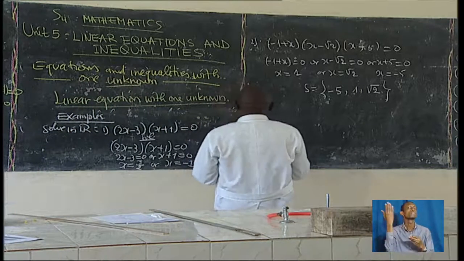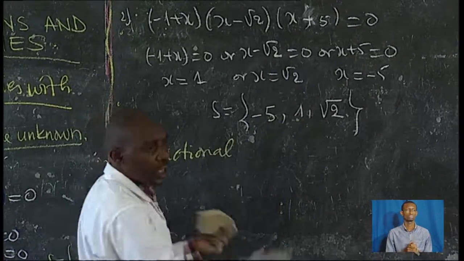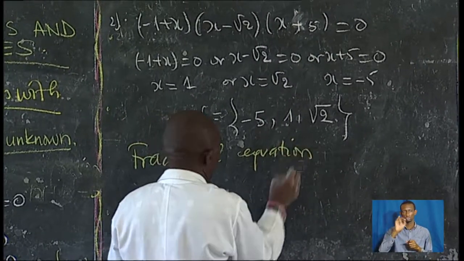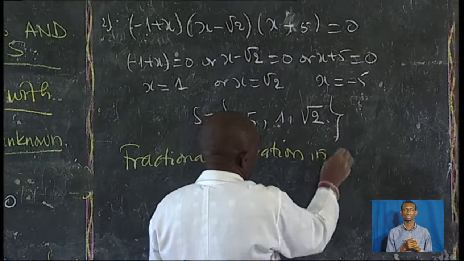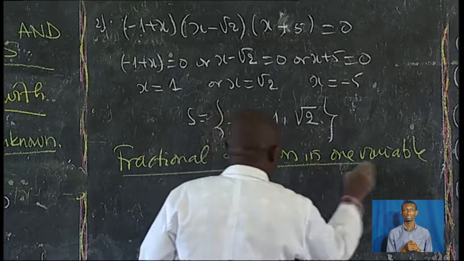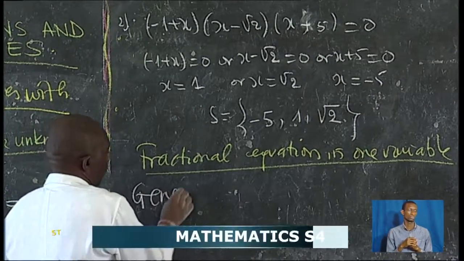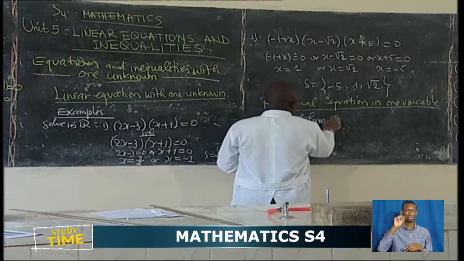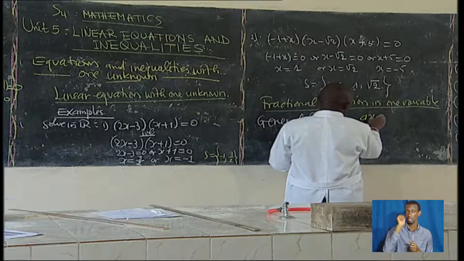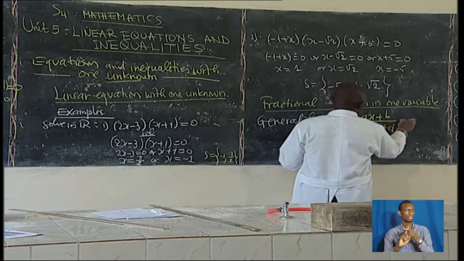We have another kind of equation depending on linear equation in one variable. That is the fractional or rational equation. This equation is of the general form: AX plus B divided by CX plus D, which is equal to 0.